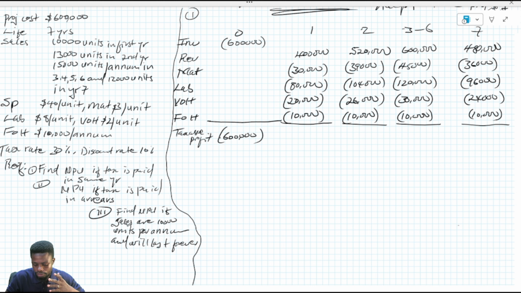Year 1, you're going to subtract from the revenue all the expenses. When you do that, you get 260,000. For year 2, you'll be left with 341,000. And year 3 to 6, you'll be left with 395,000. And year 7, you'll get 314,000. This is what you have for now.